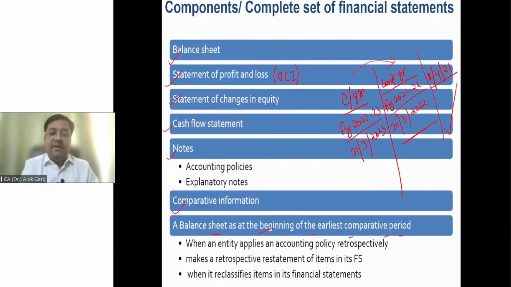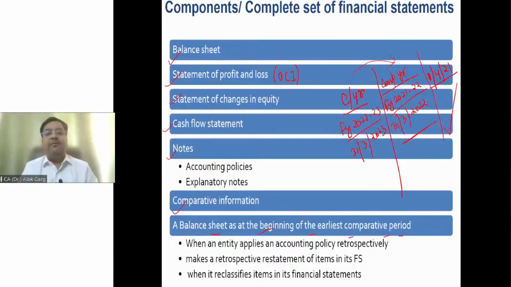Then the cash flow statement is there. Then notes to accounts are there. So notes to accounts include accounting policies and explanatory notes, right? You have all seen significant accounting policies, which we give as the first thing in the notes to accounts. Then you are all aware that comparative information is required to be given in the financial statement at least for 1 year, right?